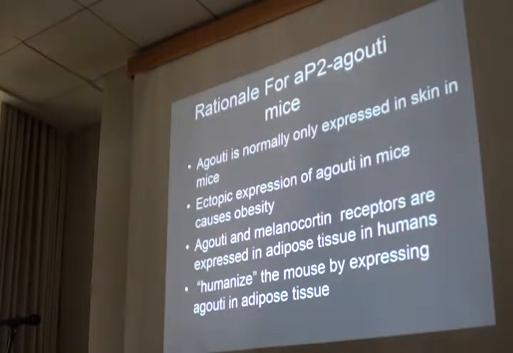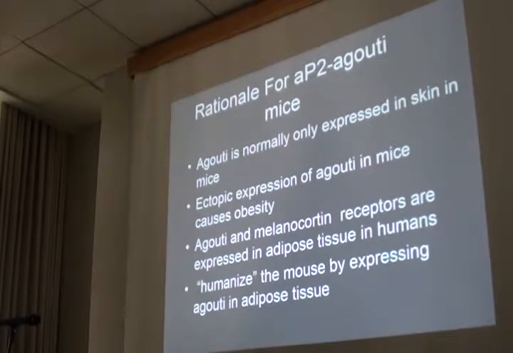But at the same time, we cloned agouti in humans and found out that it's expressed at highest levels in humans in the adipose tissue. So we made a tissue-specific overexpressor of agouti by using the AP2 promoter, which at that time we thought was only in the adipocytes, but now we know it's in the adipocytes, macrophages, and a few other cells. But that was state of the art back then.